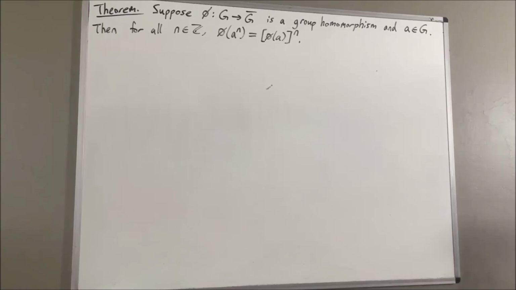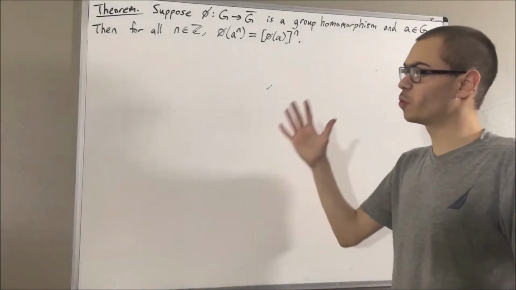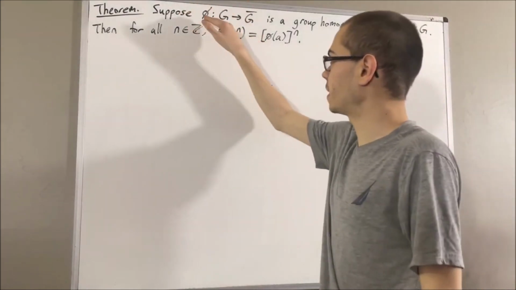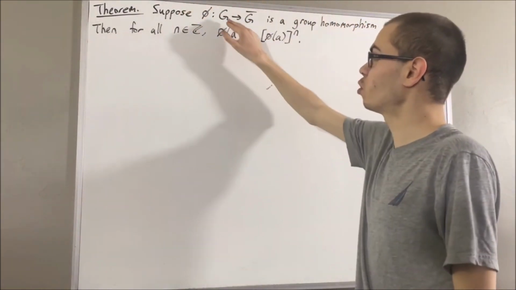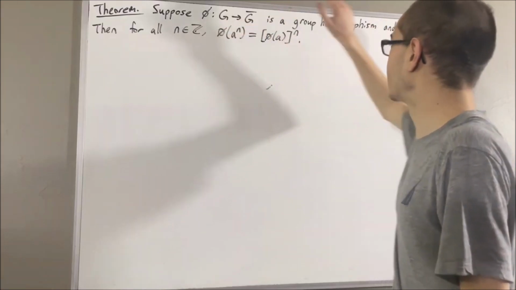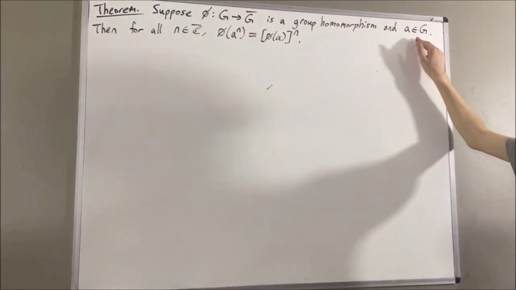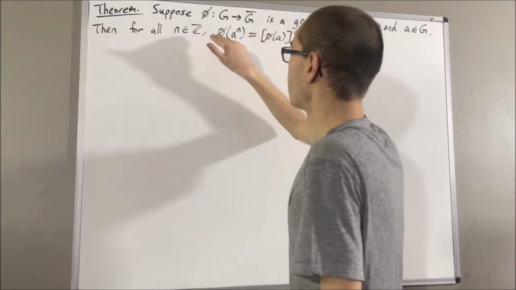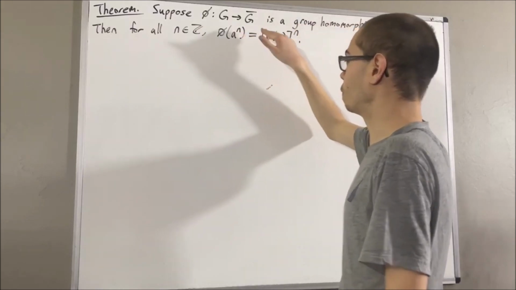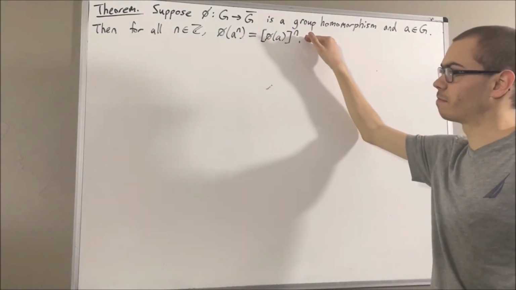Hello! In this video, we're going to prove the following theorem. Suppose phi is a group homomorphism from a group G to a group G bar, and suppose a is an element of G. Then for all integers n, phi of a to the power of n is equal to phi of a to the power of n.